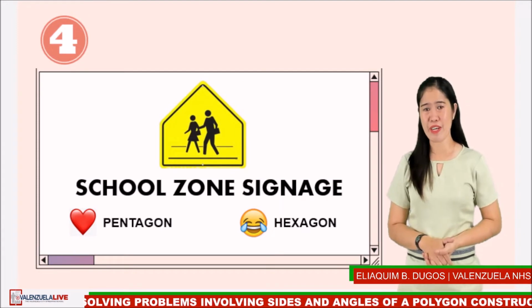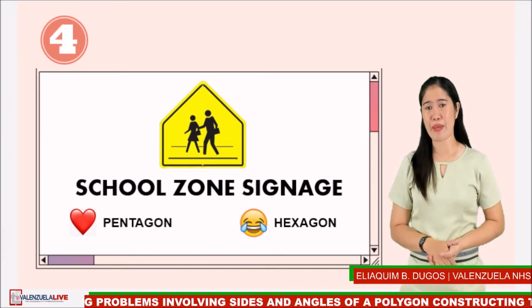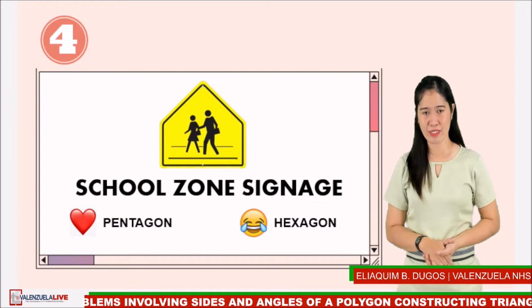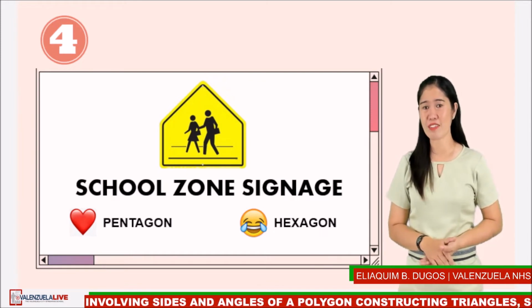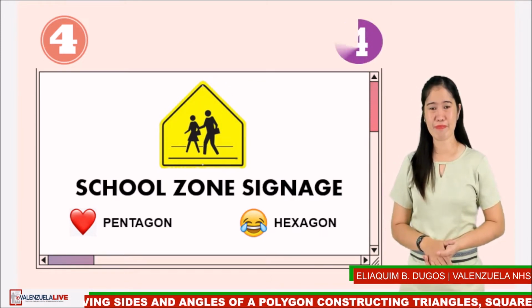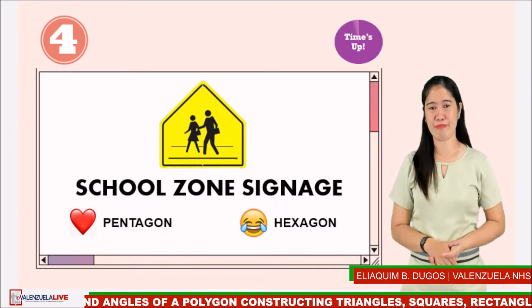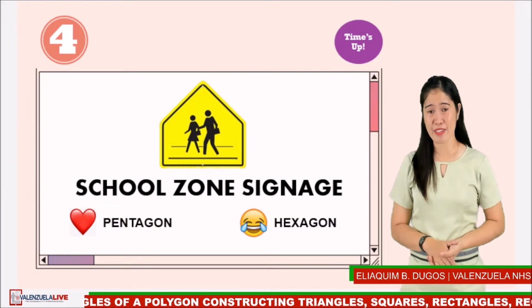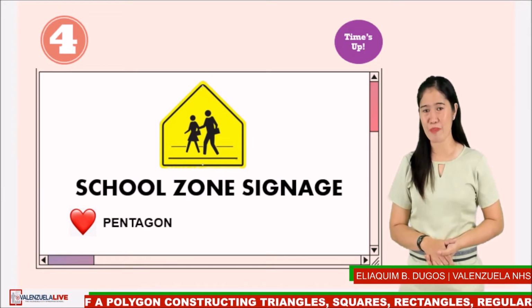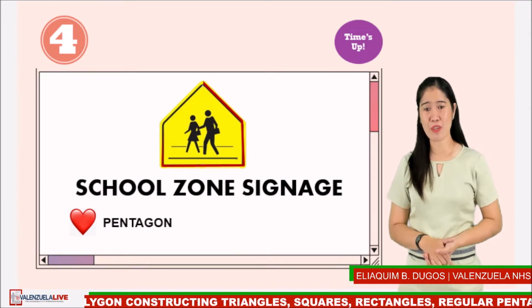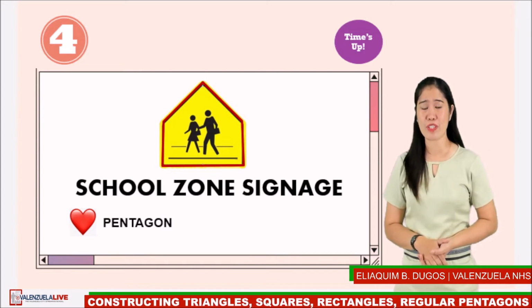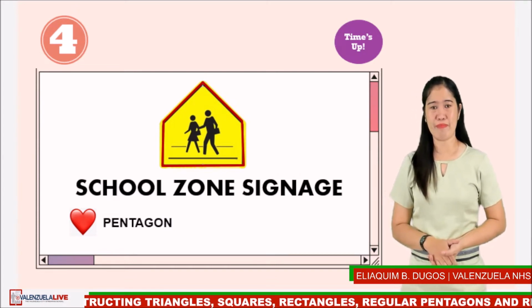Now, for image number 4, what is the appearance of the image? Is it a pentagon or a hexagon? 5 seconds. The answer is a pentagon. Correct. The school zone signage is in the pattern of a pentagon.